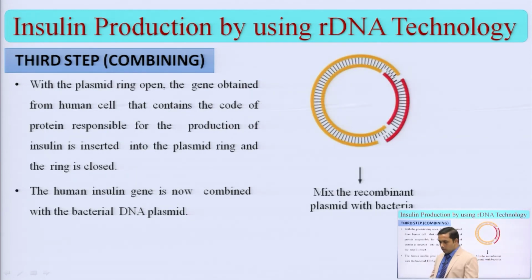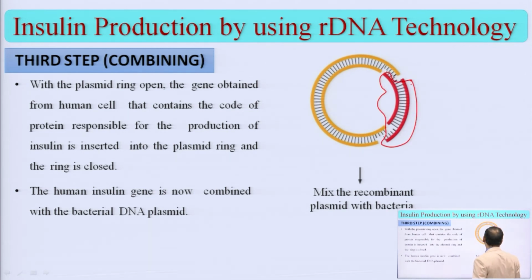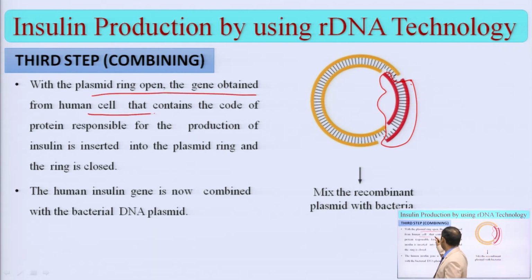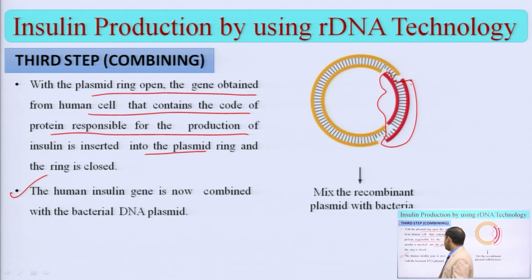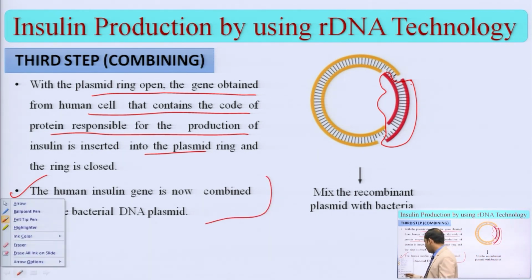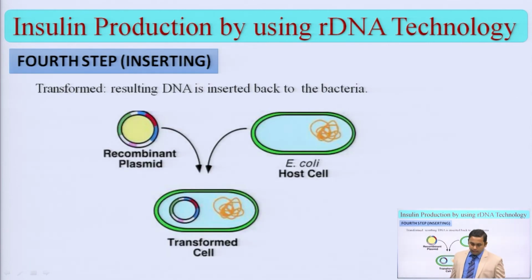In the third step, what will we do? It is very simple. Whatever human insulin gene you have developed, you are going to insert that. So, with the plasmid ring open, the gene obtained from the human cell that contains the code of the protein responsible for production of insulin is inserted, and then the human insulin gene is combined with the bacterial DNA plasmid. Okay, very simple. And lastly, in the fourth step, you are going to insert this recombinant DNA.